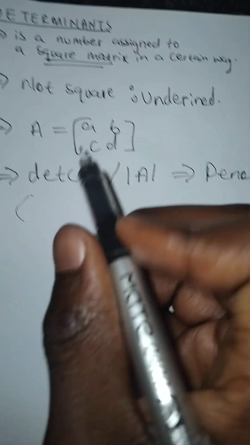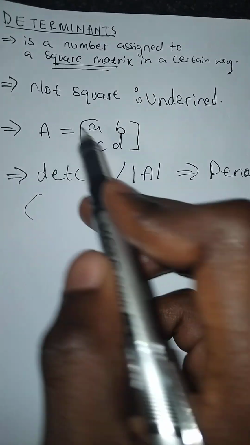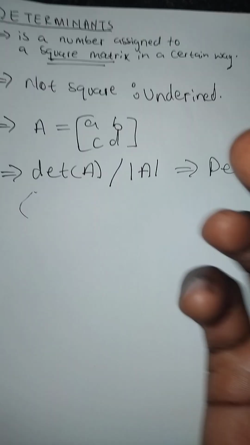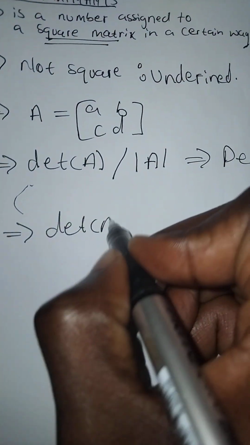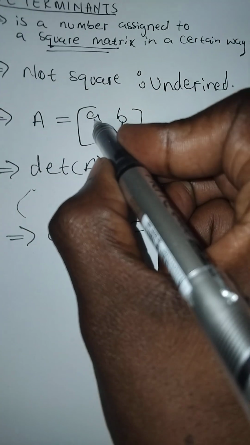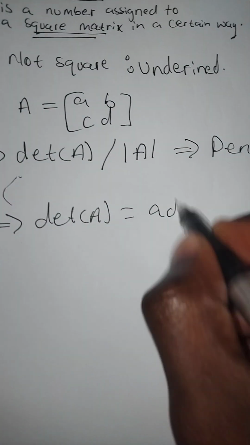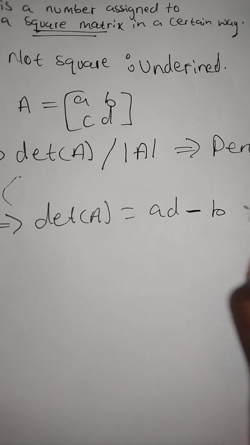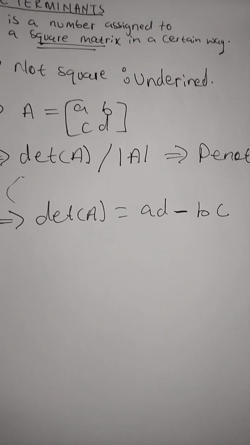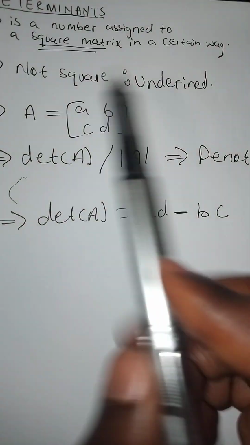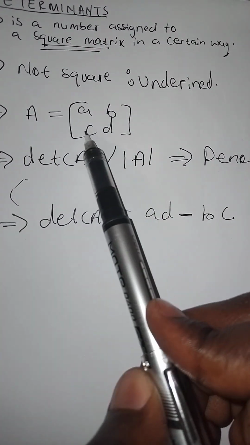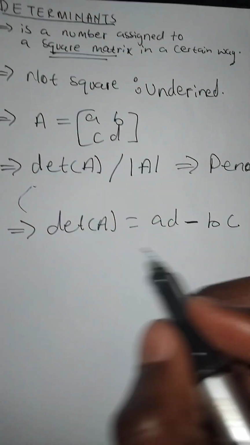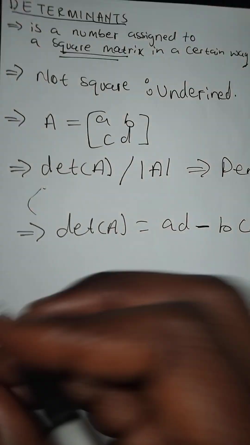So how do we find the determinant of matrix A? We're going to work on this general case. The determinant of matrix A is basically going to be a multiplied by d, subtract b multiplied by c, just like that. So for a 2 by 2, this one multiplied by that one, minus this one multiplied by that one. That is how you find the determinant of a 2 by 2 matrix.